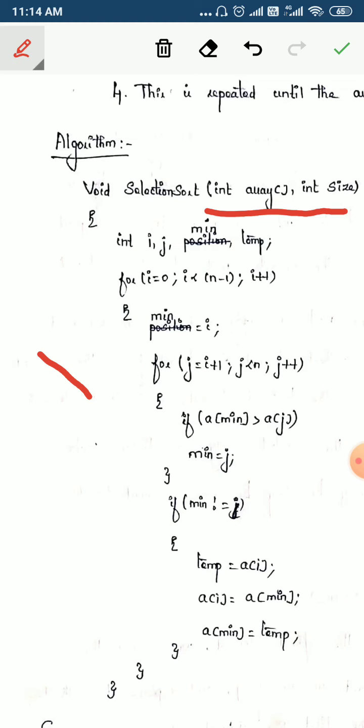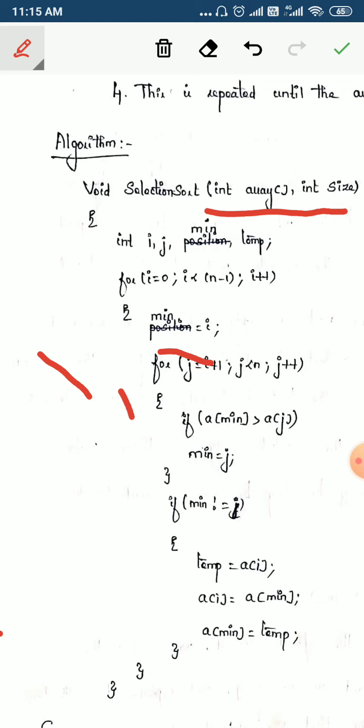So for i equal to 0, i less than or equal to n minus 1, i plus plus, we are first going to assign, as we told, the minimum value as i, right? What is i? Now the i value is 0, i is initialized with 0. So index 0 we consider as the minimum element position initially, right? And then I am going to set up my j loop, with j equal to i plus 1.